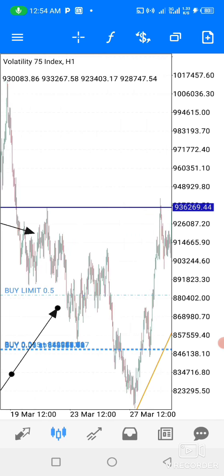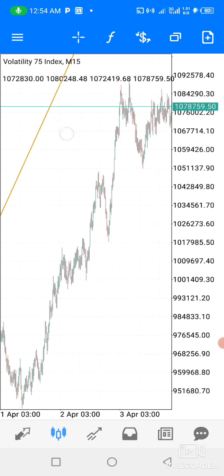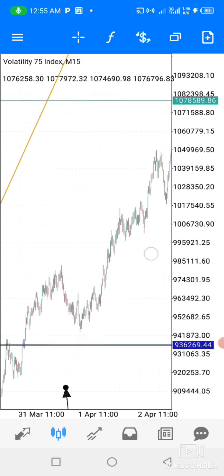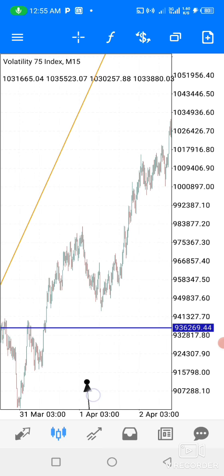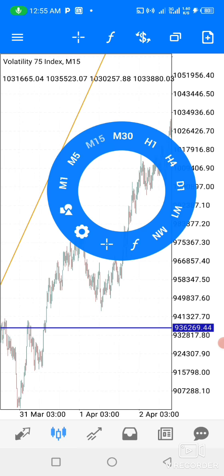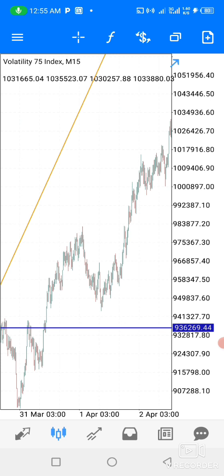Okay, so you see, I have carefully analyzed this market. Let's go to M15. This is what you should be doing for me. You see, this is how it is done. Here you see this market is going up. It's making higher high. You understand what I mean by higher high?